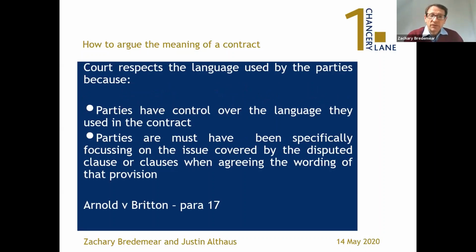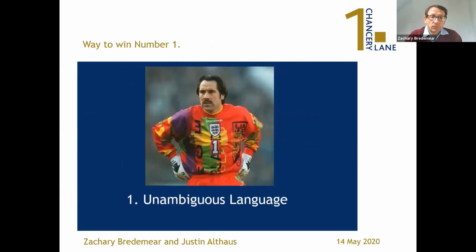And the court respects the language used by the parties, firstly because the parties have control over the language they've used when they've drawn up a contract. And also, Lord Neuberger said in Arnold and Britton, because the parties must have been specifically focusing on the issue covered by the disputed clause or clauses when agreeing the wording of that provision. So way to win number one is unambiguous language. And I have a picture of David Seaman wearing an unambiguously hideous jersey to represent that first number one way to win.